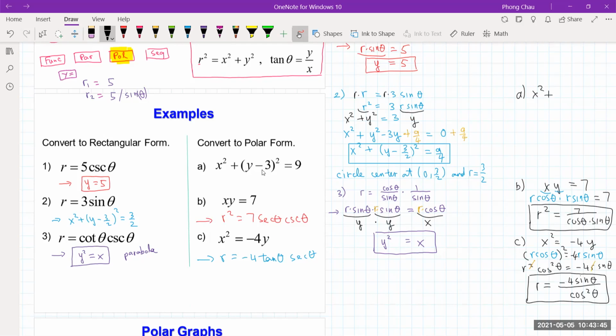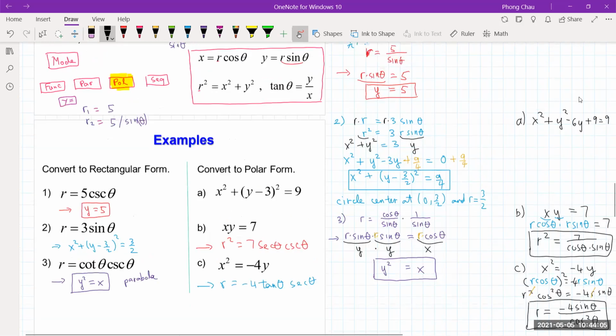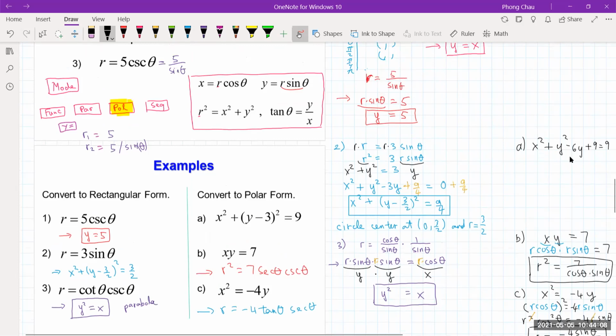the binomial first. So (y minus 3) squared is (y minus 3) times (y minus 3), or y squared minus 6y plus 9 after you FOIL and combine the like terms. Right, so you see that looks a bit better after you FOIL. Now we're going to replace. Normally I use x is r cosine, y is r sine, but there is a better formula in this case. r squared is x squared plus y squared. You see this one, right? So that is just r squared. So that makes it nice.